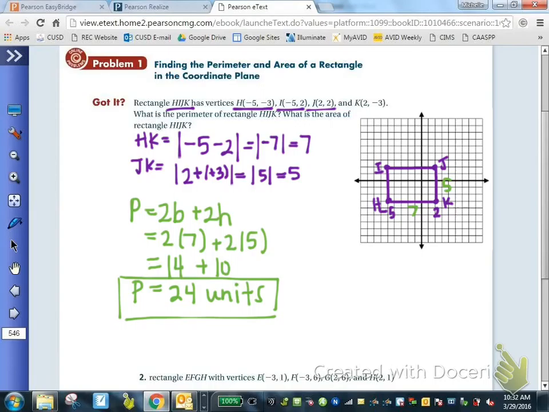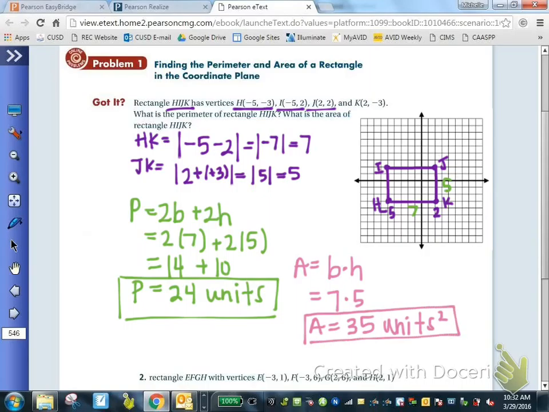Easy? Okay. Area. Oops. My formula for area is base times height. My base is 7. My height is 5. So what's my area? 35 units squared. Okay?